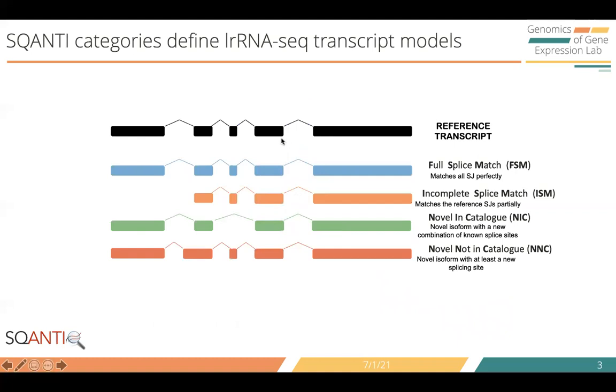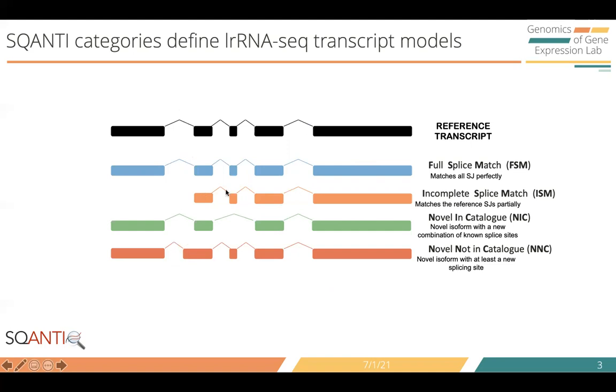As you may know, SQANTI classifies long-read transcripts for their similarity to a reference transcript at splice junctions. Hence, full splice matches have all their junctions similar to a reference transcript. Incomplete splice matches miss some of them at the beginning or end, but the rest are okay. Novel in catalog is when you have a new junction, for example here, that is a combination of existing donor and acceptor sites, while the novel not in catalog has at least one novel donor or acceptor site, like here in this example.